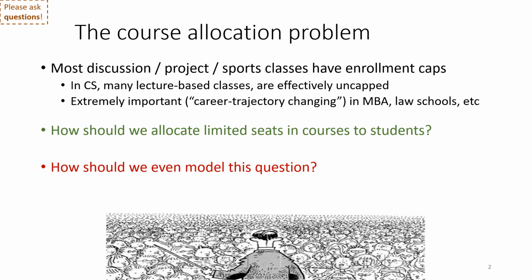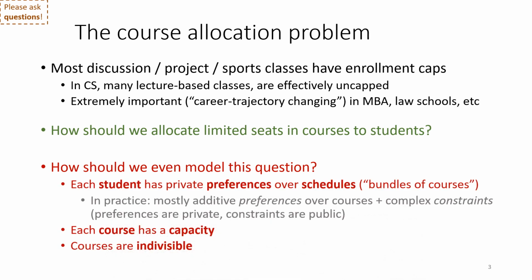And first of all, how should one even model this question? The input of the problem is straightforward. Each student may have a private preference over possible bundles of courses, namely schedules. Each course will have a capacity, which is the maximum number of students that can be allocated to it. And courses are indivisible for sure.